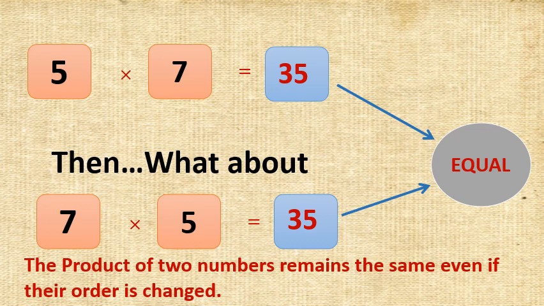See dear students, in the first one 5 is there in the first place and 7 in the second place, correct? This is the multiplicand and this is the multiplier. And in the second case 7 is in the first place and 5 is in the second place. This is the multiplicand, 7 and 5 is multiplier. But the product, they are 35. Here also we got 35, means they both are equal, isn't it? So this is one of the property of multiplication. That is, the product of two numbers remains the same even if their order is changed.